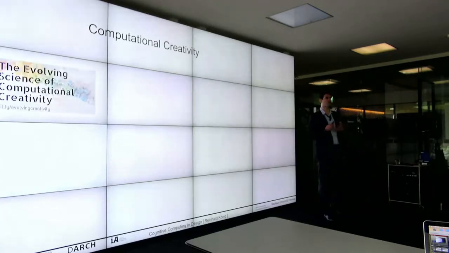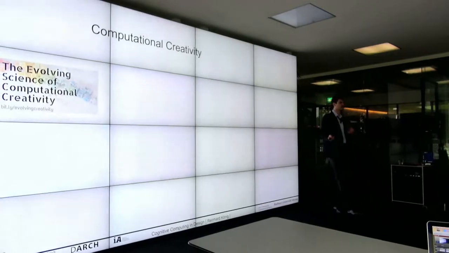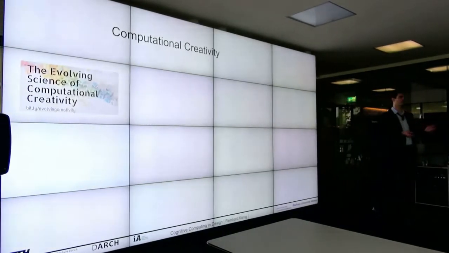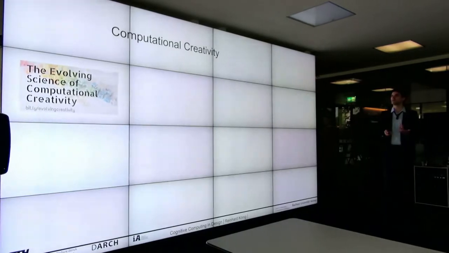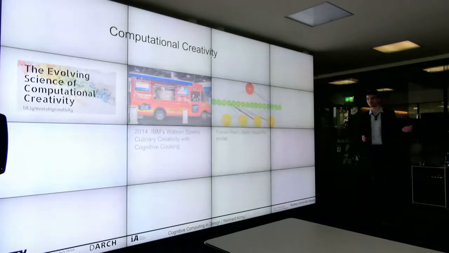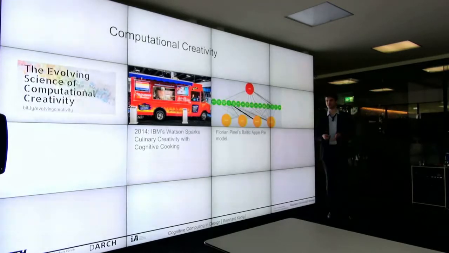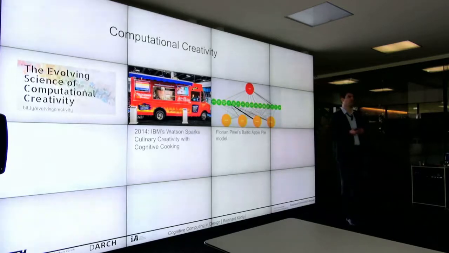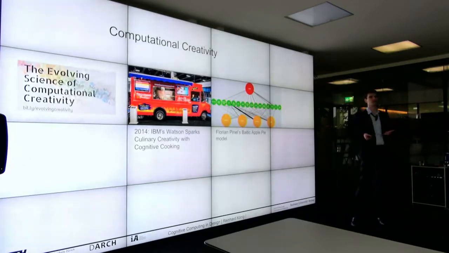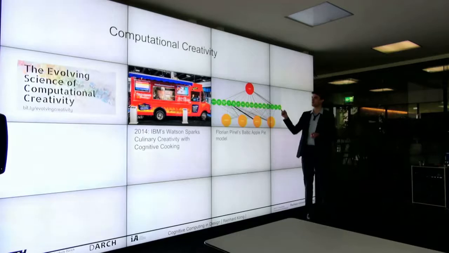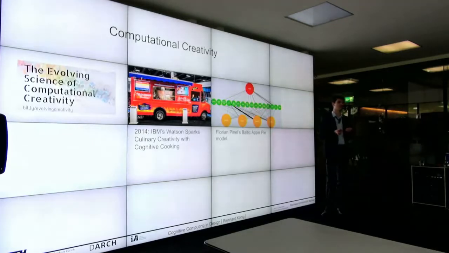Now the question is, how can we apply it to creative tasks like design or planning, what you are studying, what we are interested in, to find possibilities to take this away from playing games into design. IBM itself applied it to develop new cooking recipes. Like here, you see this apple pie model where they mix ingredients to create new food, new models, for example, for an apple pie.